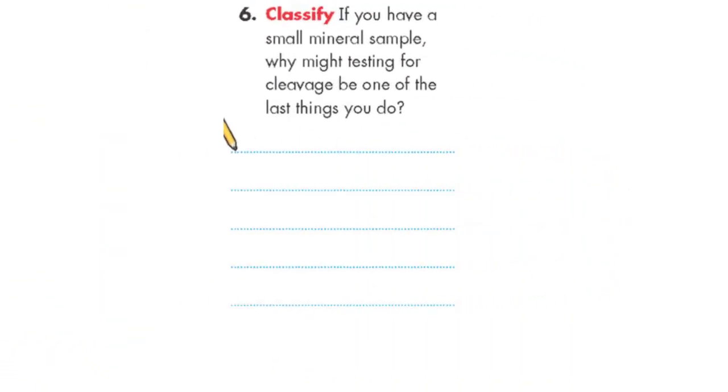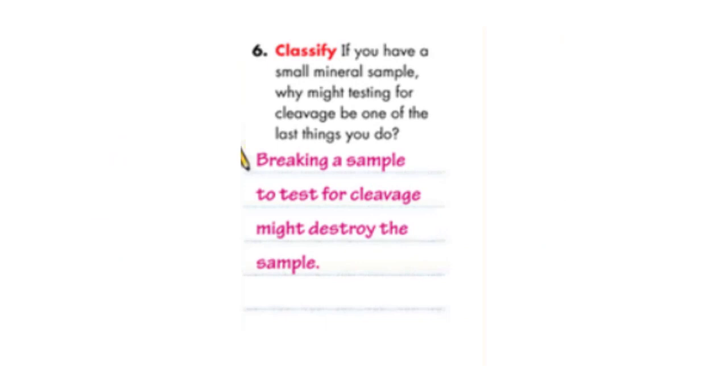Now open your book, page 242. We will answer question number 6. Classify. If you have a small mineral sample, why might testing for cleavage be one of the last things you do? Think for a while. Yes, guys, if you try to get a cleavage, you should divide it. Sometimes when you divide it, you will not get a cleavage, so the sample might be destroyed. So the answer: because it might destroy the sample.